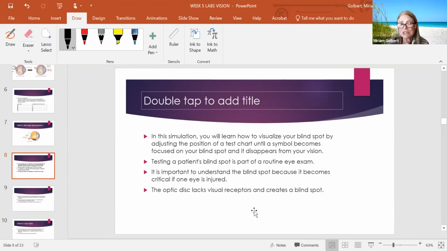So it is important too, because they do it in a routine examination, or if they know that somebody has suffered some injury, they want to make sure that the blind spot is there, and they want to find it doing that. So first they cover one eye and they find the blind spot on the other eye, and then you cover the next eye and you find the blind spot on the second one.